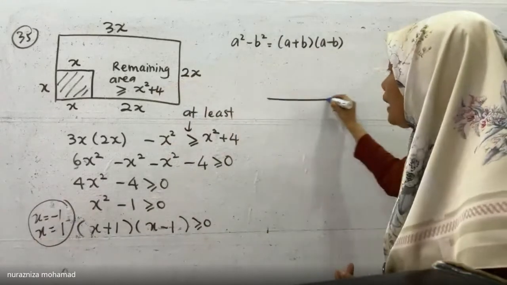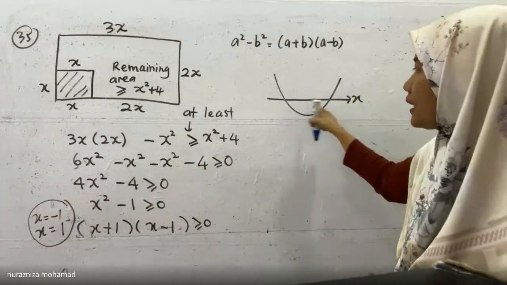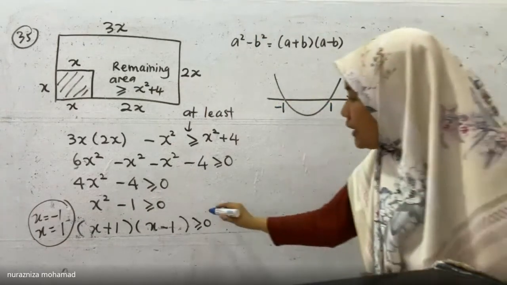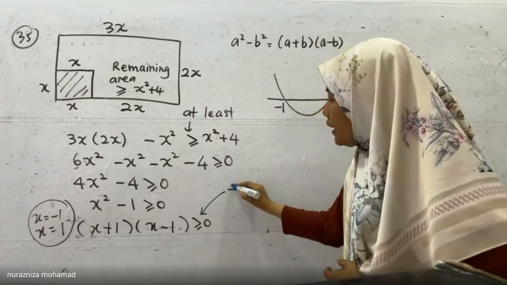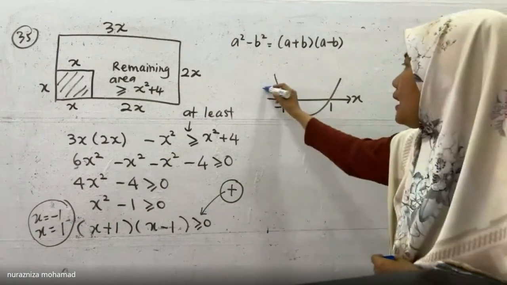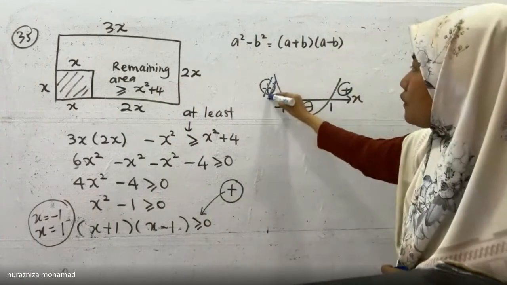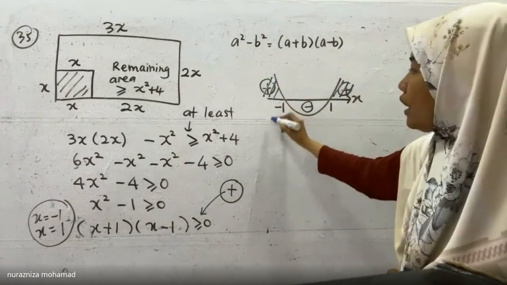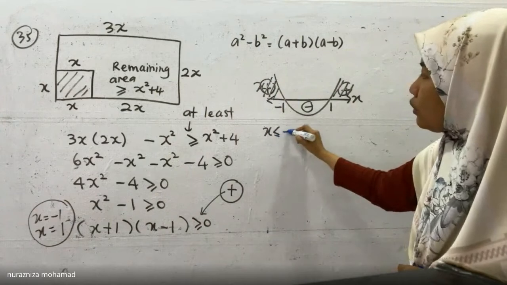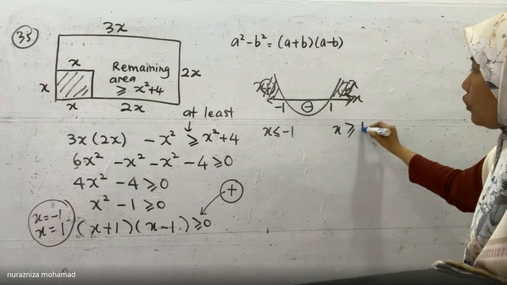So we have a smiling graph, which cuts the x-axis, the x-intercepts will be negative 1 and 1. Okay, now look at this symbol. This symbol is greater. Greater means we want to choose the positive part, the part above the x-axis. This is the positive part, negative part, and positive part. So you choose the positive part, it should be here and here. So therefore, for this part, x is less or equal to negative 1. For this part, x is more or equal to 1.